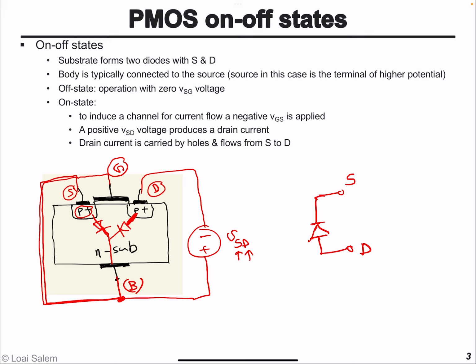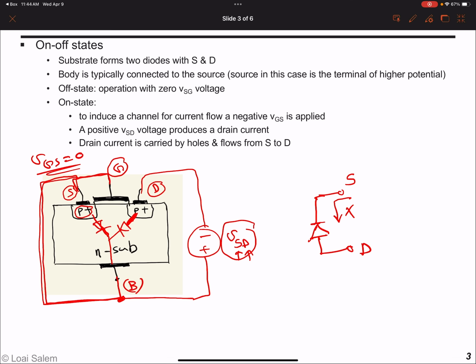And so when we apply a positive voltage between the source and drain, essentially current cannot flow from the source to the drain in the off state, assuming here the gate and source are shorted together. So essentially VGS is equal to 0. Now let's look at the on state.